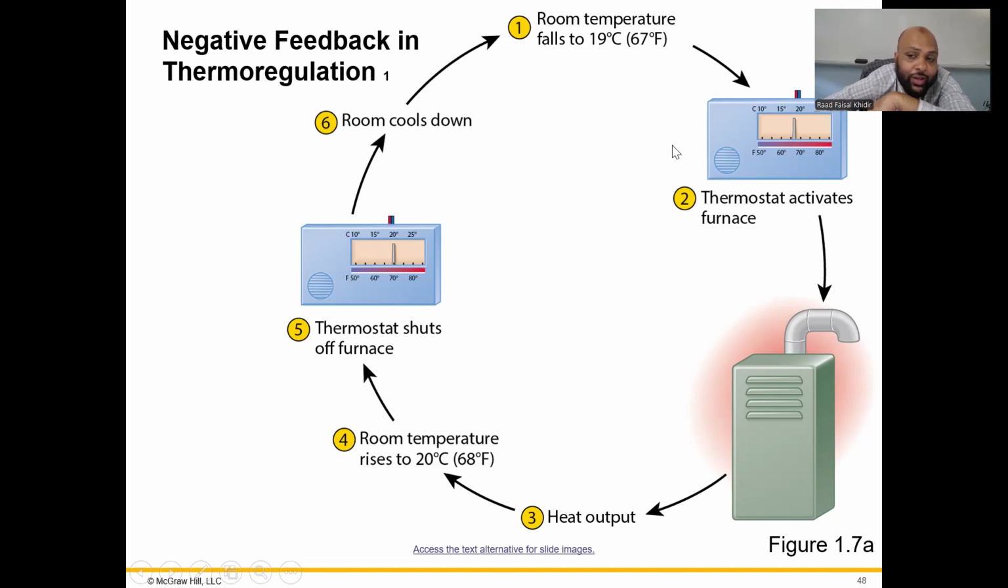Who's the effector here? Yeah, from looking at the picture, we know there's a sensor and there's an integrator and an effector. Who's the effector? What does the effector do? The effector mediates the effect.